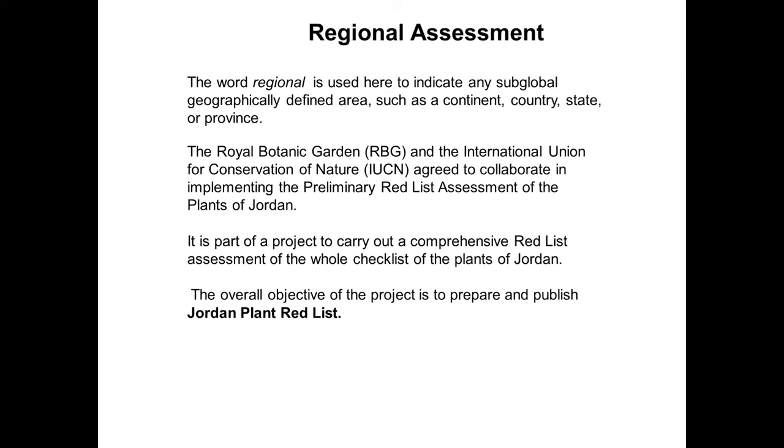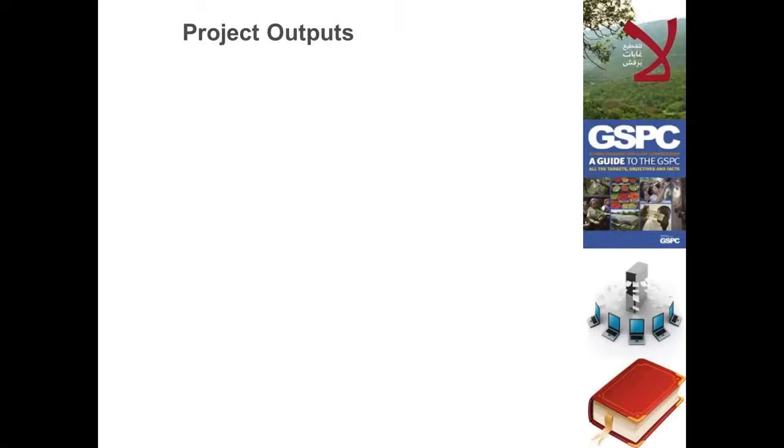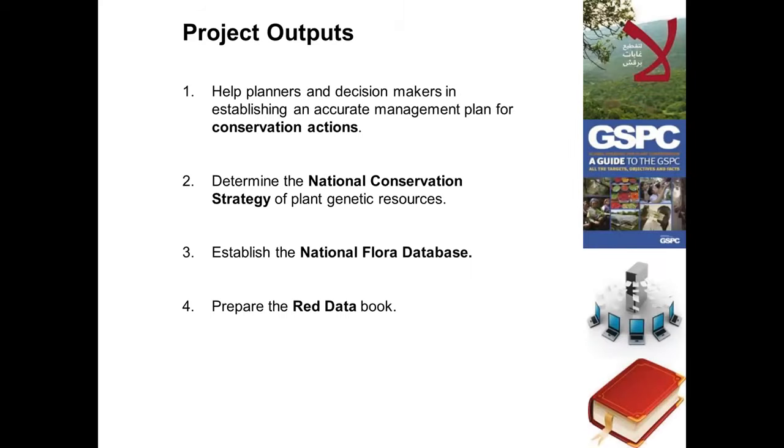This is the first phase of a national project aimed at preparing a comprehensive species database and to create and publish the Jordan plant red list. Four outputs were expected from the red list project. First, help planners and decision makers in establishing an accurate management plan for conservation actions. Second, to determine the national conservation strategy for plant genetic resources. And third, to establish the national flora database. And finally, to publish the Jordan plant red list.